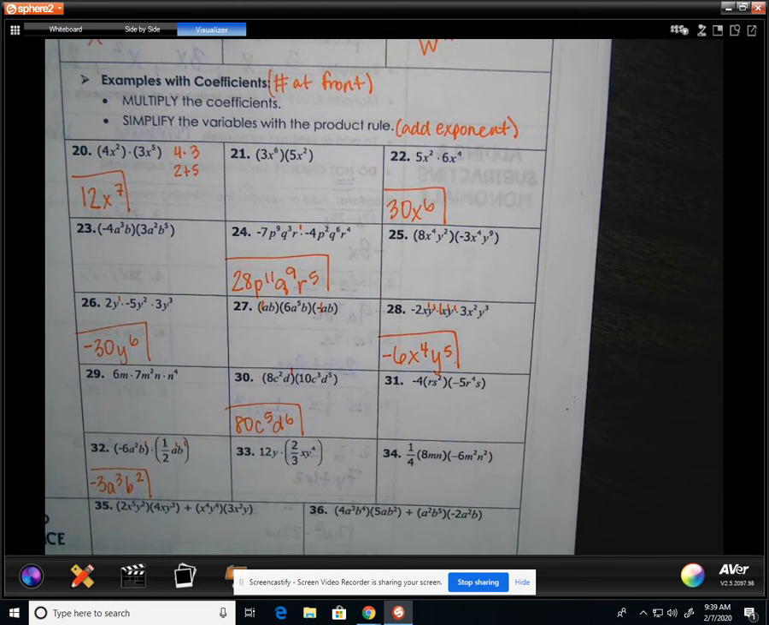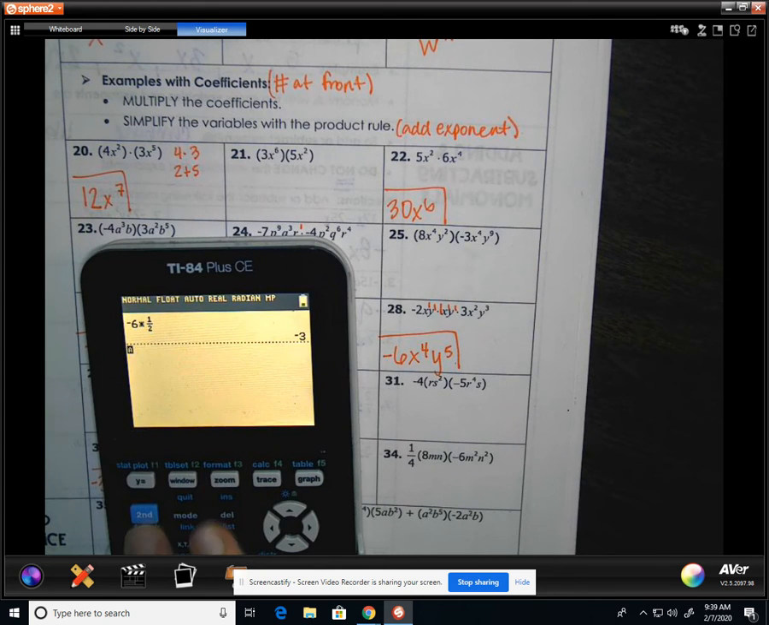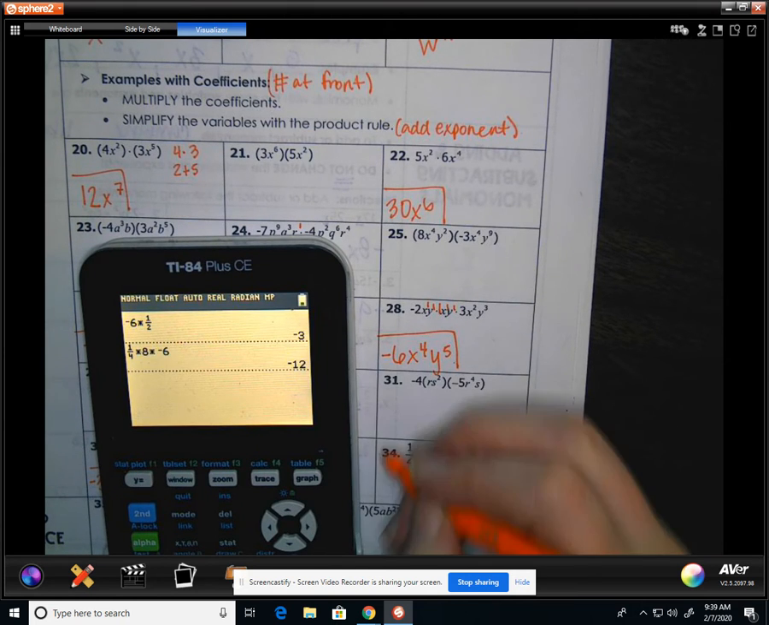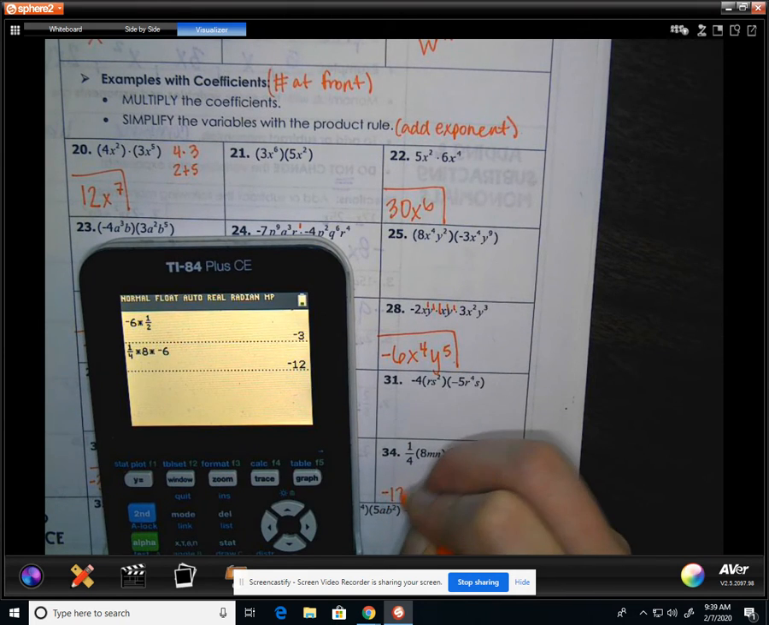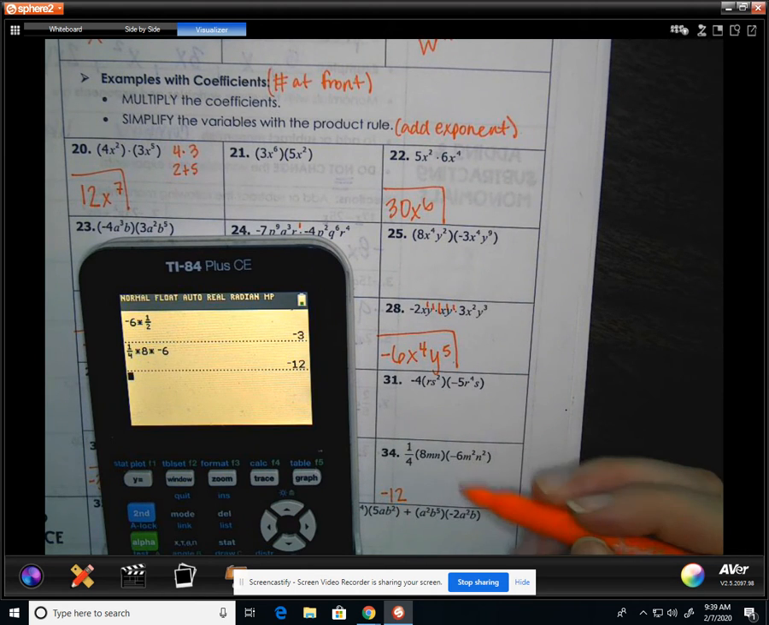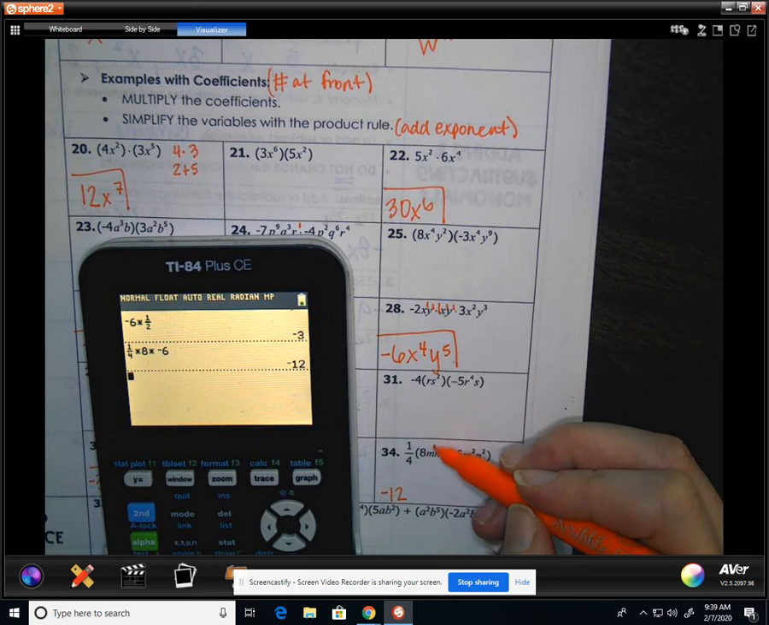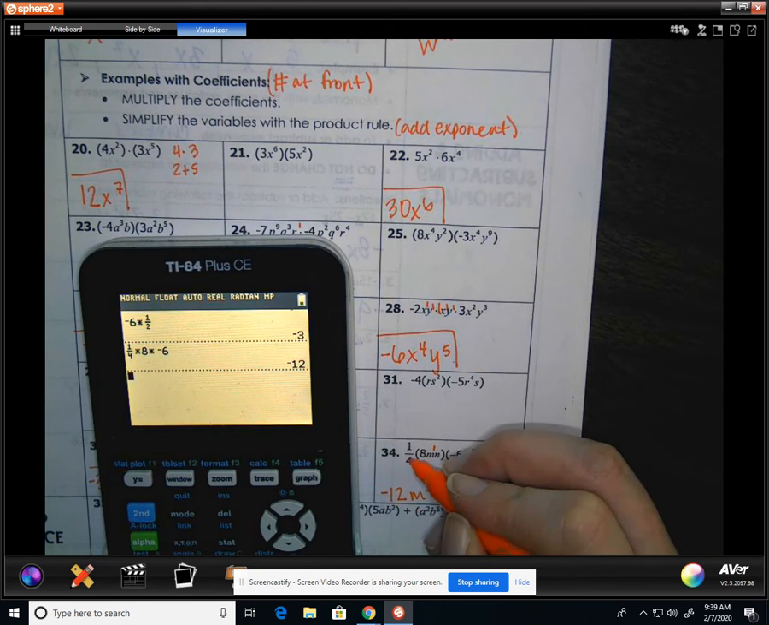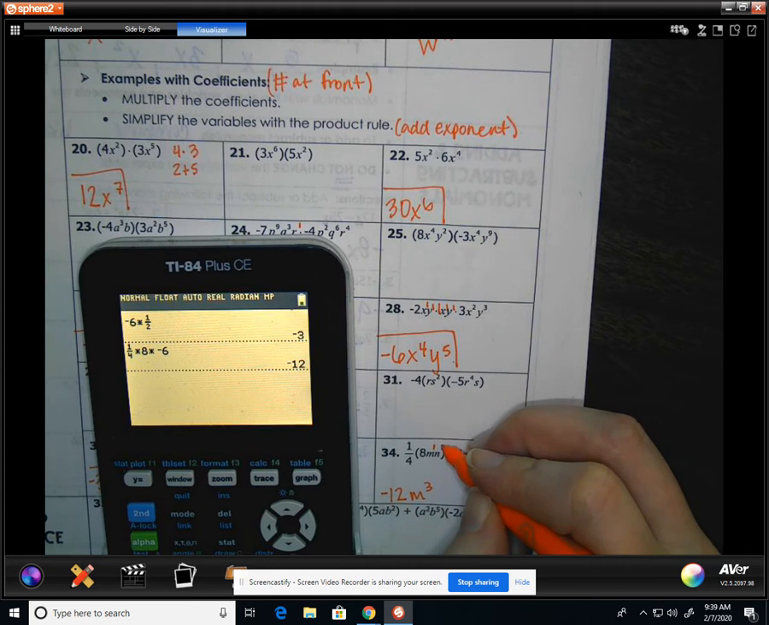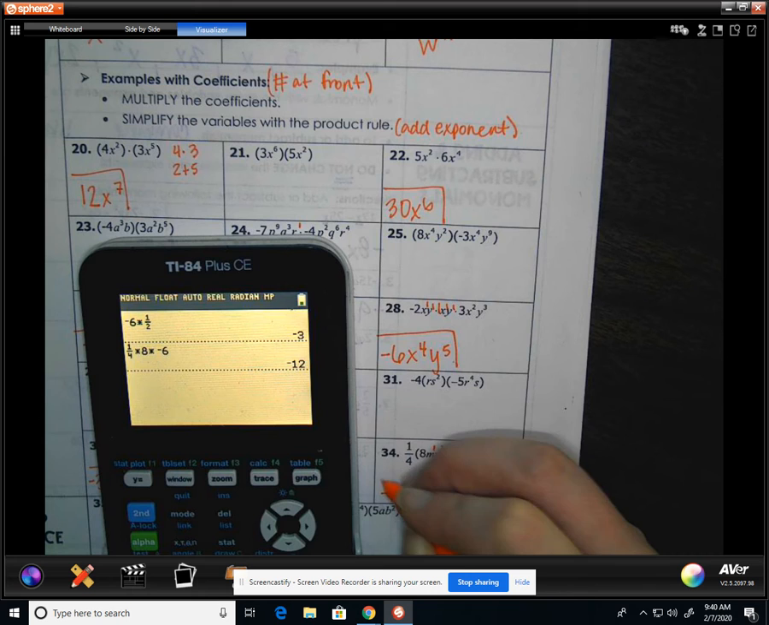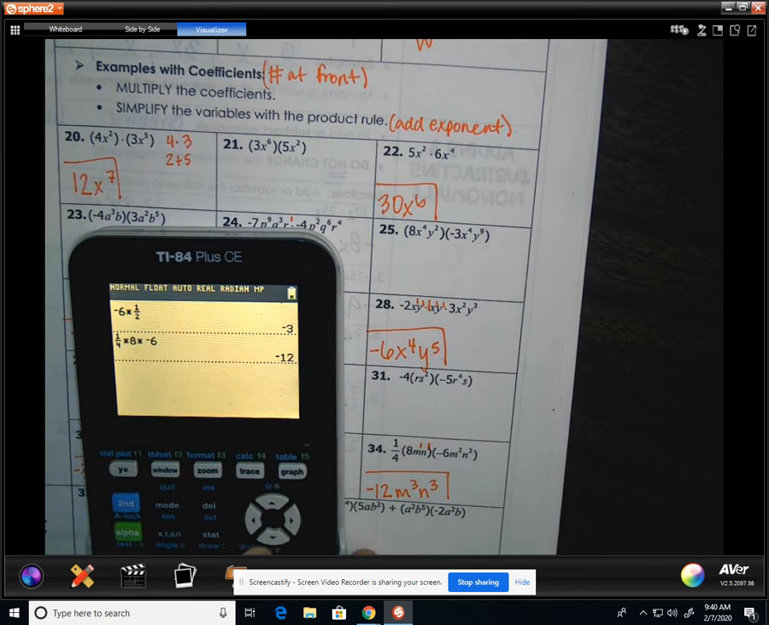Okay, moving to 34, we're going to do 1/4 times 8 times -6. That gives me -12. Okay, now I add my letters. So I have a 1 m and a 2 m. So 1 plus 2 gives me 3, even though there weren't any here. That's not a big deal. And then I have an n here and 2 here. So 1 plus 2 is also 3. So this is -12, m to the third, n to the third.